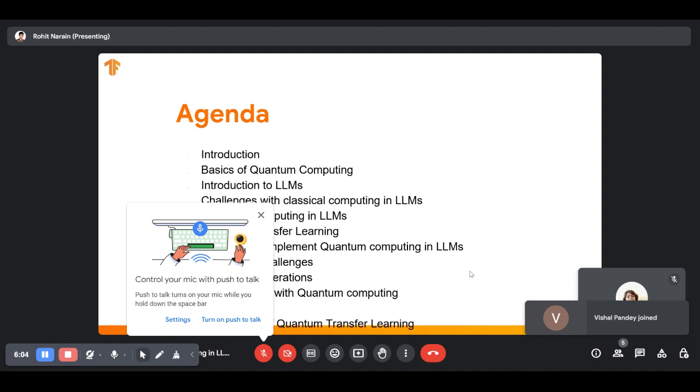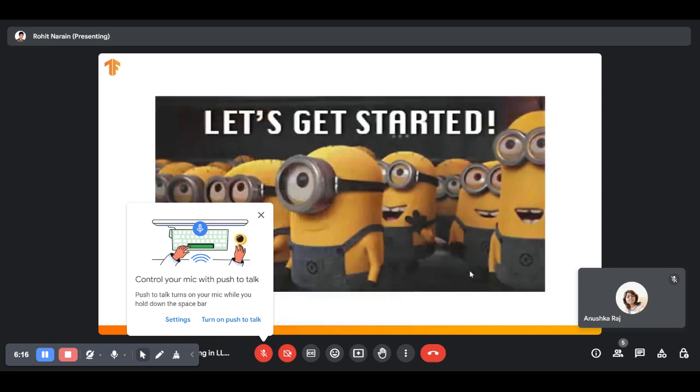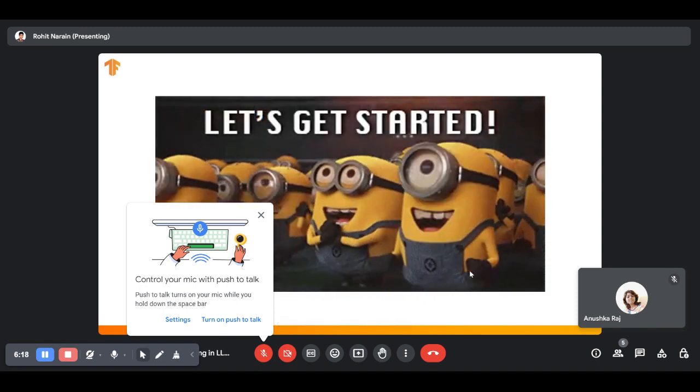demo on how you can start your quantum journey with TensorFlow Quantum, and a demo on quantum transfer learning using our existing resources without the need of any quantum computer right now. Okay, so interesting. So let's get started.